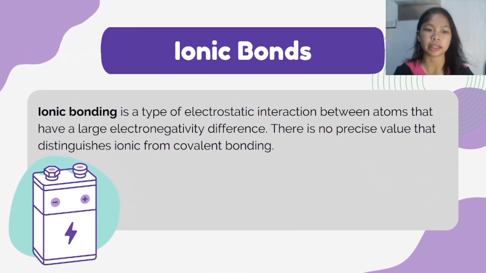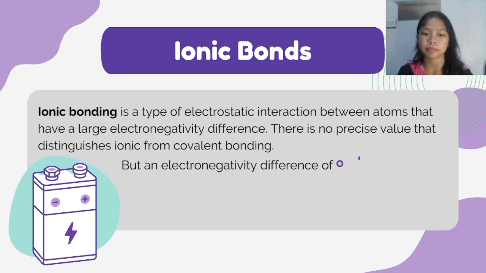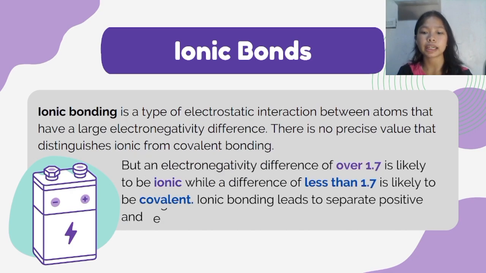Ionic bonding. Ionic bonding is a type of electrostatic interaction between atoms that have a large electronegativity difference. There is no precise value that distinguishes ionic from covalent bonding, but an electronegativity difference of over 1.7 is likely to be ionic, while a difference of less than 1.7 is likely to be covalent. Ionic bonding leads to separate positive and negative ions.